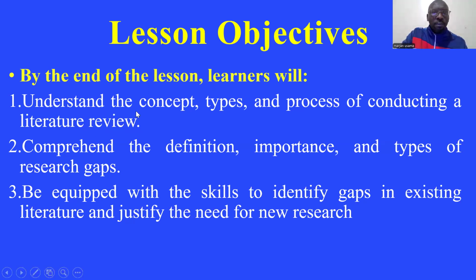Now, the lesson objectives are, by the end of this lesson, learners will be able to do what? Number one, understand the concepts, types, and process of conducting a literature review. Number two, comprehend the definition, importance, and types of research gaps. Then lastly, be equipped with the skills to identify gaps in existing literature and justify the need for new research. So these will be our lesson objectives.